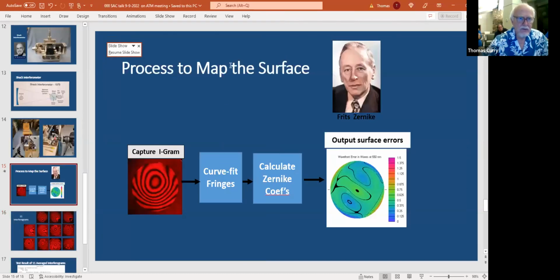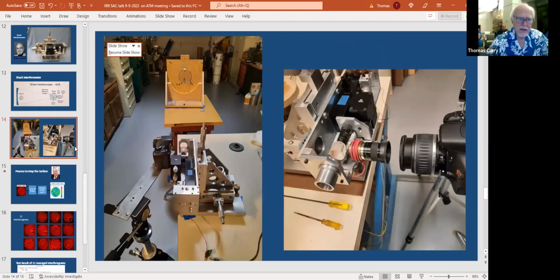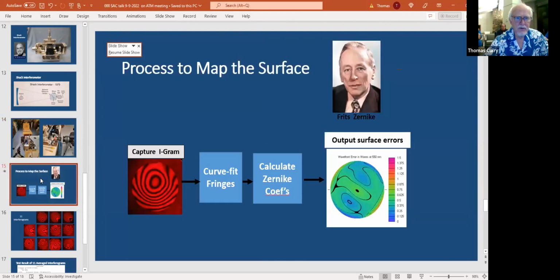So the next big player in all of this is this fellow, Fritz Zernike. He found a way to map the whole surface of interference fringes, is what you see in that interferometer. And whoops, what happened here? And curve fit all of these curves, all these fringes, calculate a number of coefficients called the Zernike coefficients, and map them into surface areas.